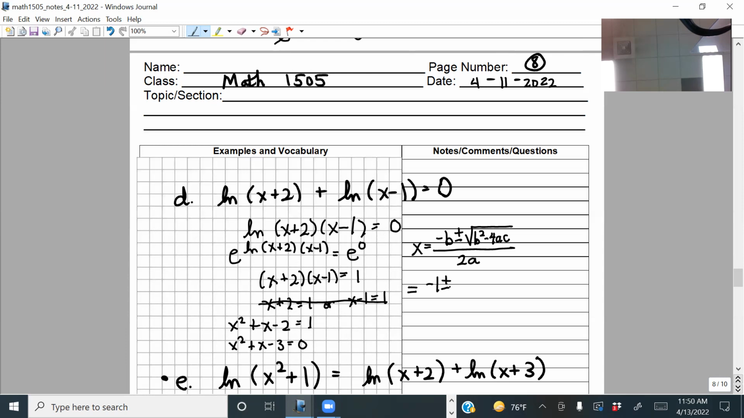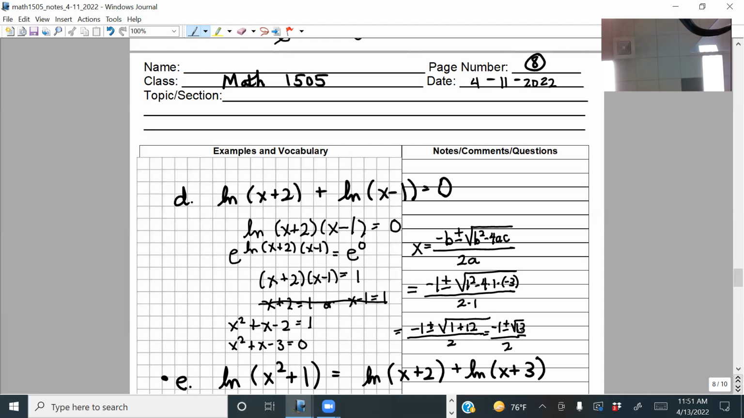So you get minus 1 plus or minus the square root of 1 squared minus 4 times what's the A? That's this coefficient, 1. And what's the C? Minus 3. Remember to keep the sign there. Over 2 times 1. Well, let's see what this is. Minus 1 plus or minus the square root of 1 minus 4 times 1 is minus 4 times minus 3 is plus 12, right? So you have 1 plus 12 over 2. Well, there it is. Minus 1 plus or minus the square root of 13 over 2.